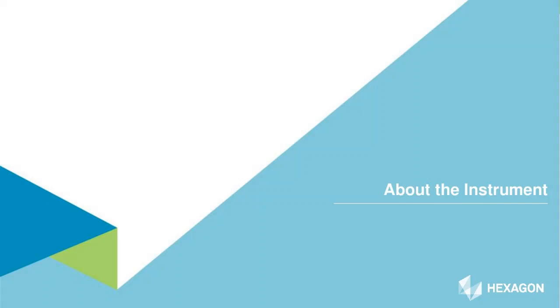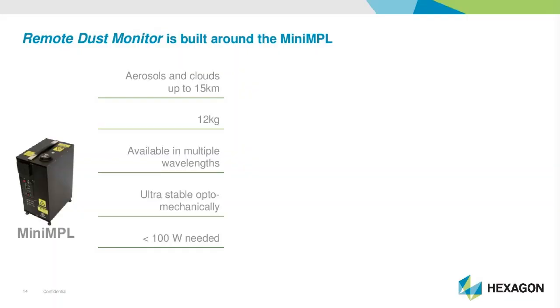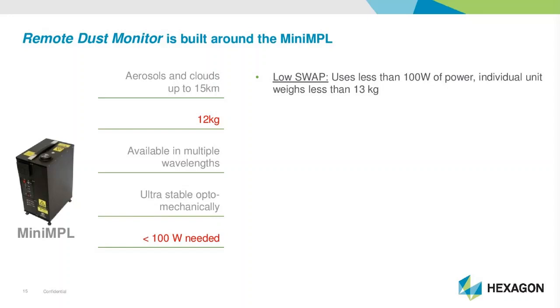So thinking about the instrument itself, what is the core technology that is making up the remote dust monitoring application? It's built around this little box called a mini MPL. So the mini MPL box is a small bit of equipment. It weighs about 13 kilos. It's roughly the size of a desktop computer. It's got a very low size, weight, and power requirement.